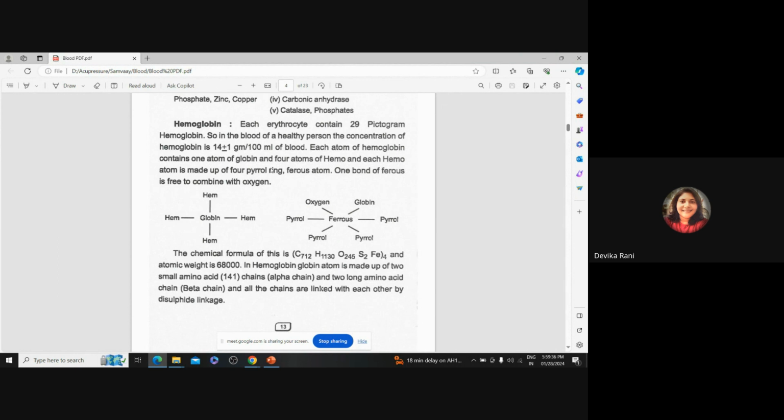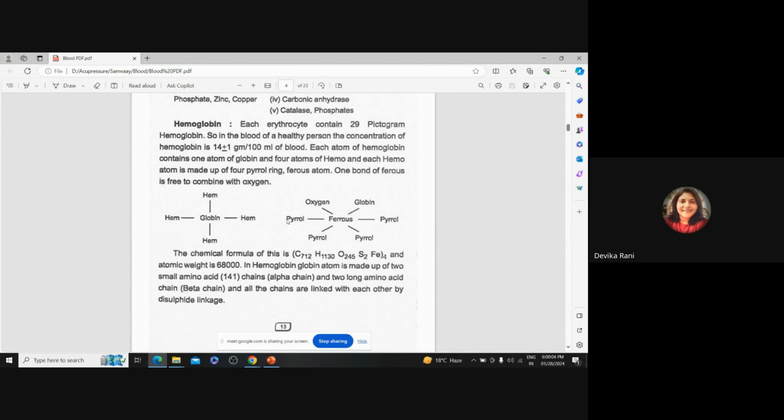Now, if you see here, each molecule of hemoglobin contains one molecule of globin, which is a form of protein, and 4 molecules of heme. And each heme is made up of 4 pyrrole rings with ferrous. Ferrous means iron atom. So one bond of ferrous is free to combine with oxygen here.